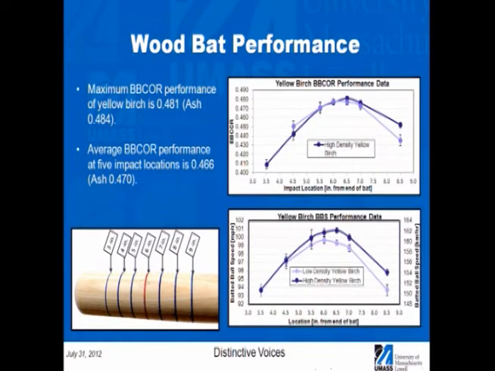Yellow birch, basically a similar decrease. It also is very difficult to get lots of data off the sweet spot because bats break when you hit off the sweet spot.